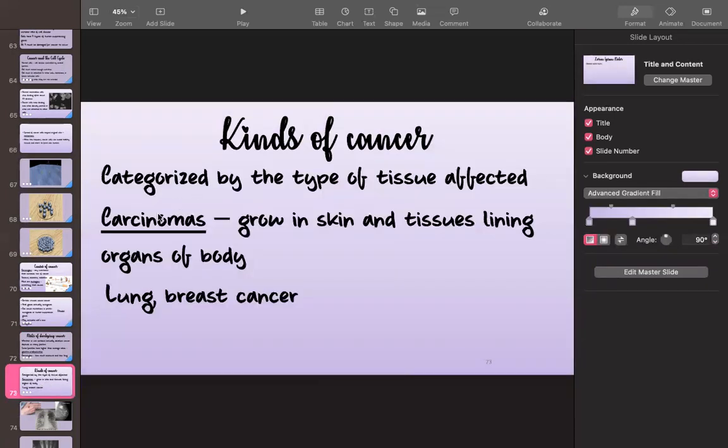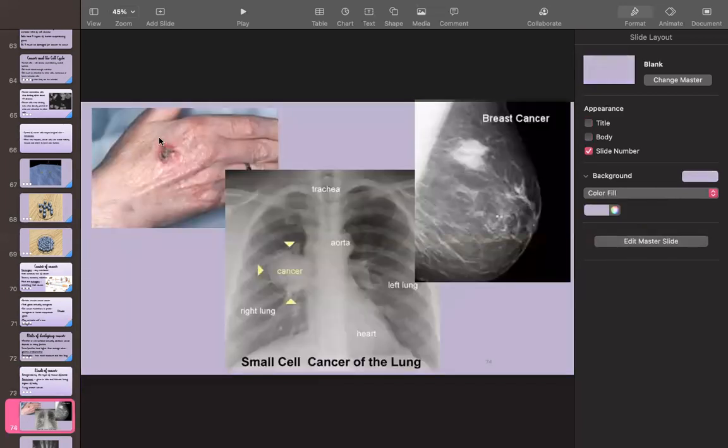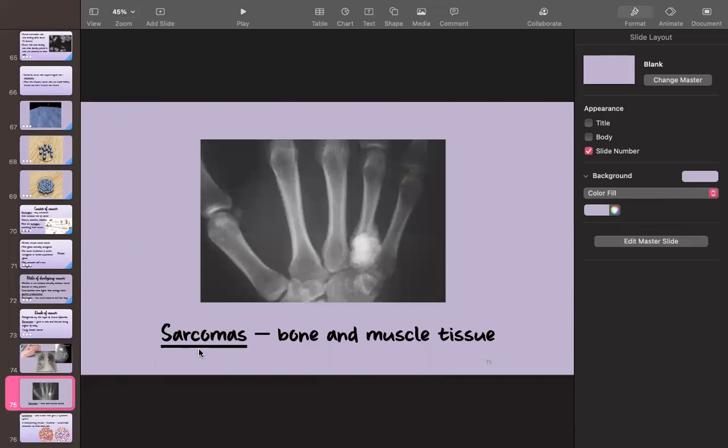Speaking of carcinoma, the different kinds of cancer are named based on the kind of tissue that it affects. So carcinomas are skin and tissues lining the organs of the body. So lung cancer, breast cancer, skin cancer are in this group. To give you some examples, that is cancer on the skin. Here's a tumor inside the right lung, and this is a tumor inside the breast. Next, we have sarcomas. Sarcomas are tumors that develop and form in the bone and muscle tissue. So you can see a tumor there. Tumors show up as being more white in x-rays.